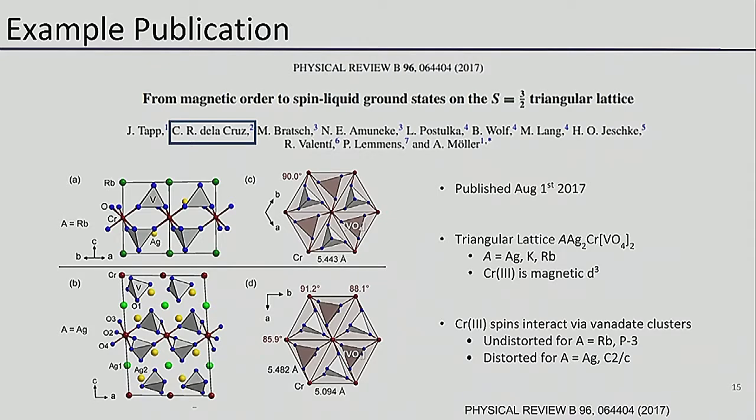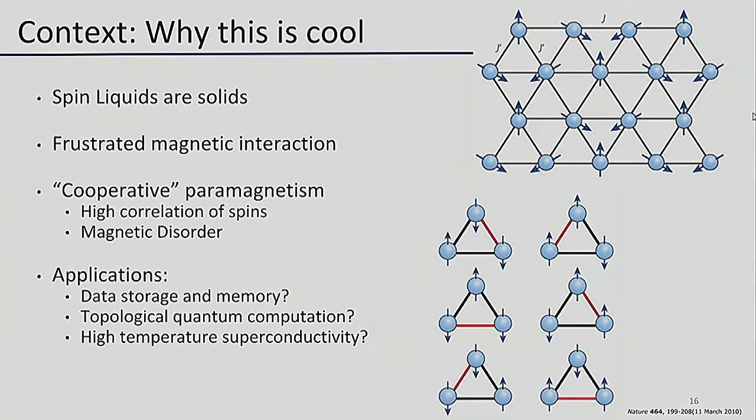As you remember, silver is much smaller than rubidium, so in order to make this structure work, these tetrahedra have to be tilted. This is a small difference, but a very crucial difference when it comes to the magnetism. And it actually changes our space group. Our space group is P-3 for this one, and for the silver, it actually ends up being C2/c, so it loses its threefold symmetry. And this is interesting because you need that symmetry in order to have a spin liquid.